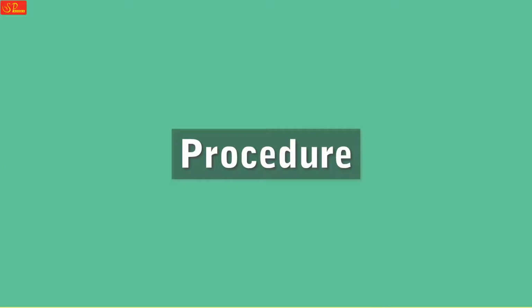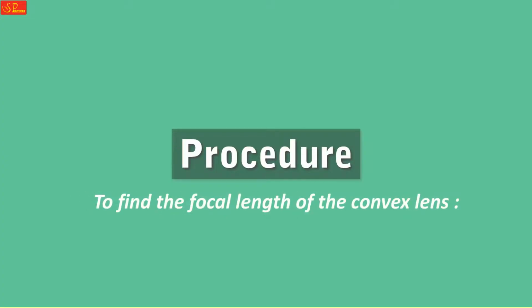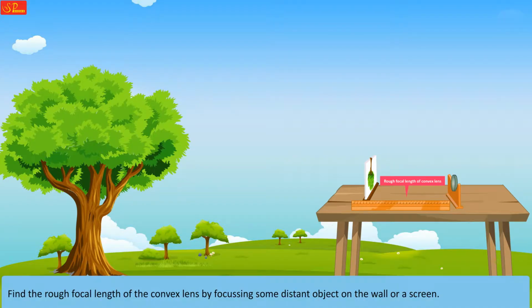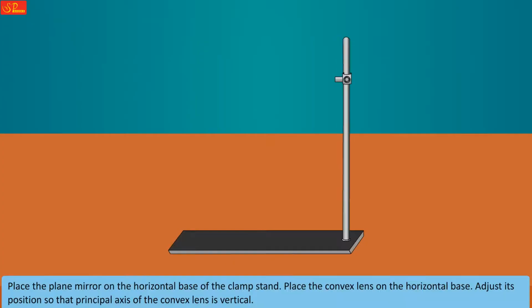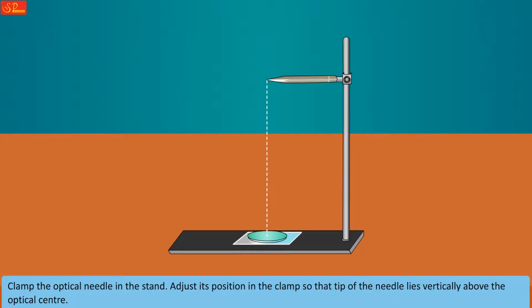which can be measured using a spherometer. Procedure: to find the focal length of the convex lens, find the rough focal length of the convex lens by focusing some distant object on the wall or a screen. Place the plane mirror on the horizontal base of the clamp stand. Place the convex lens on it. Adjust its position so that the principal axis of the convex lens is vertical. Clamp the optical needle in the stand. Adjust its position in the clamp so that the tip of the needle lies vertically above the optical center.